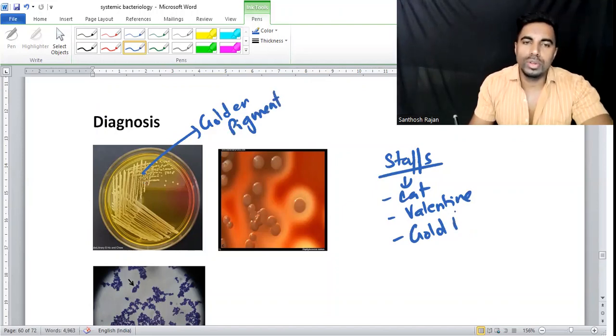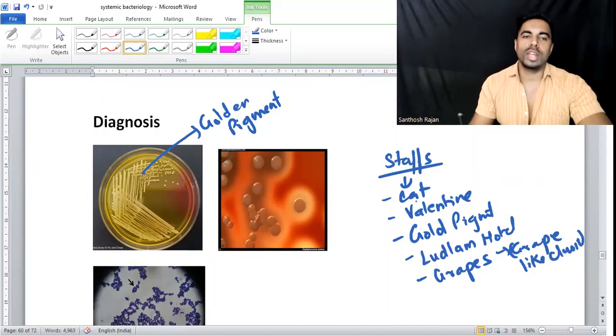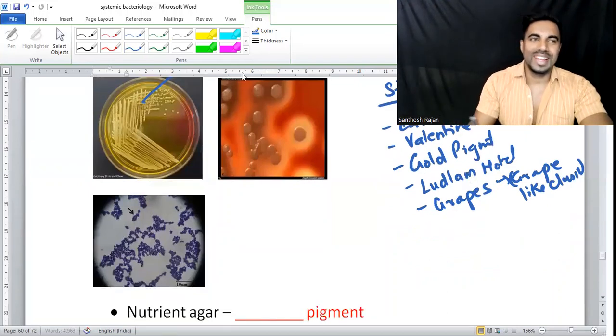Golden yellow pigment is produced by which one? Staphylococcus. Another important thing is they go to which hotel? Ludlam's hotel. Ludlam's is the special selective media. And what do they eat there? They eat grapes. Why do I say that? Because grape-like cluster is characteristic for Staphylococcus. These are the important features you should know. Catalase positive, Valentine's Day because they have PVL toxin and golden pigment. If you remember one more gold pigment producing organism, we'll talk about it.